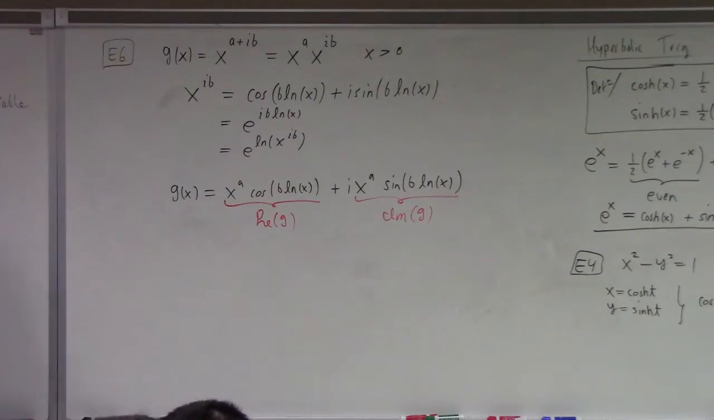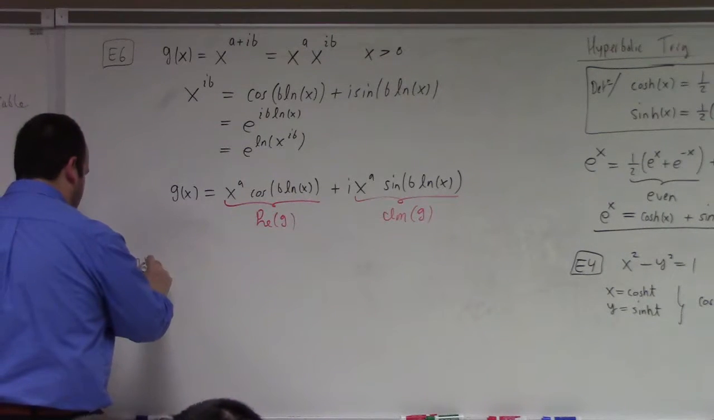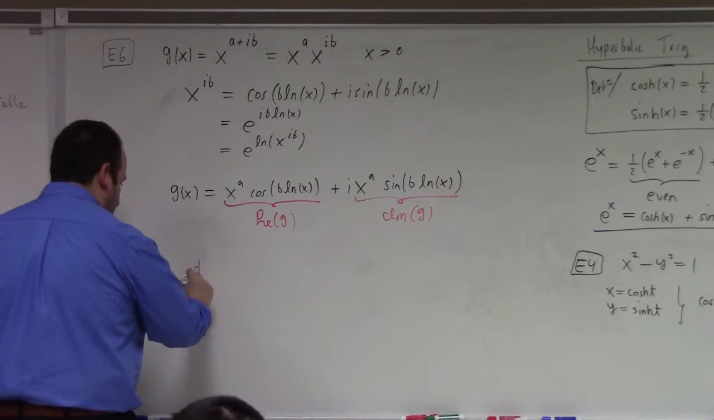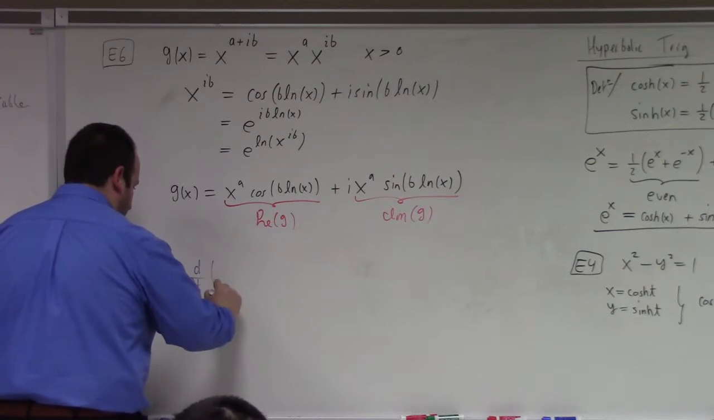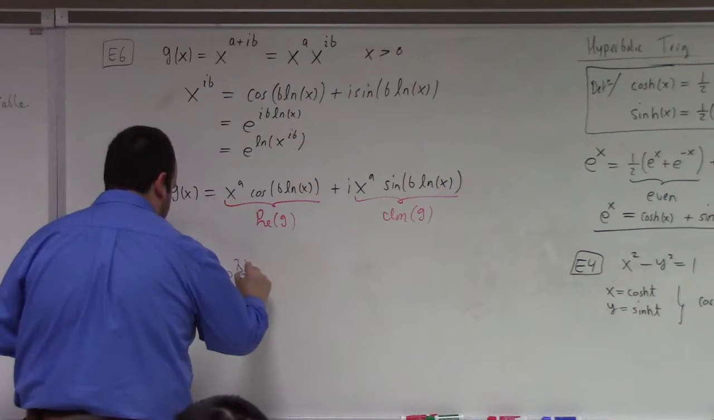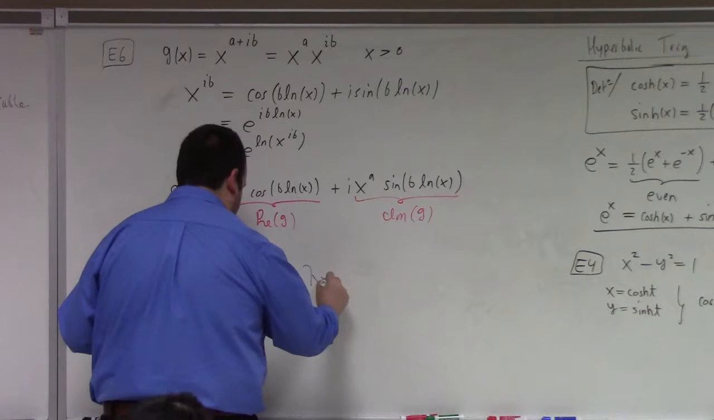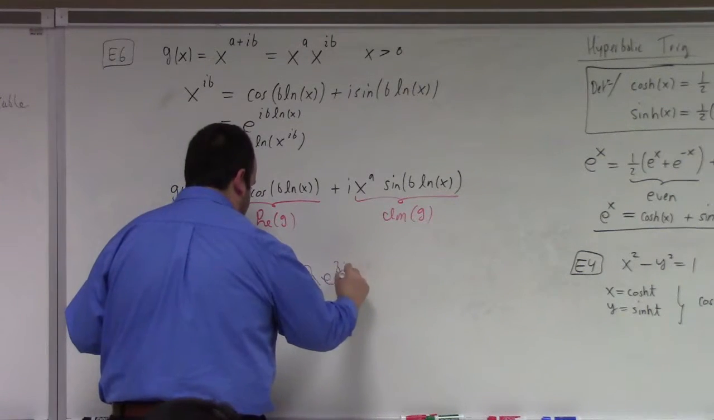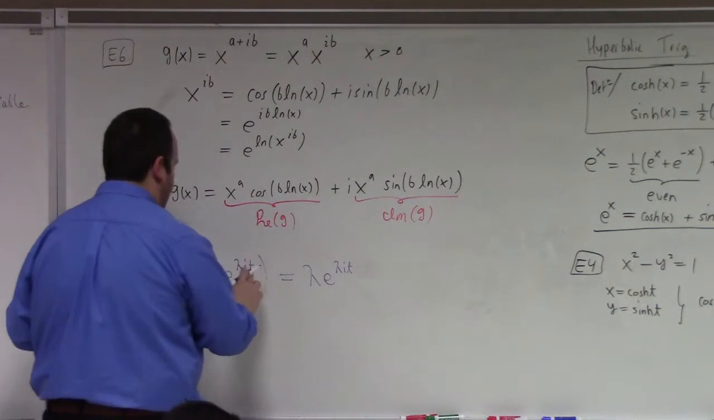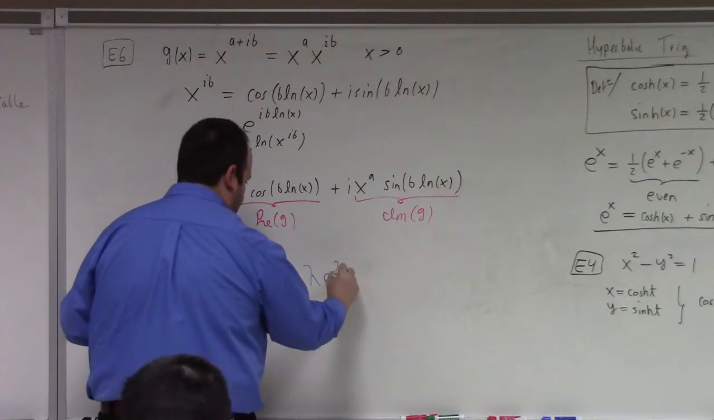All right, hold your breath. It's very exciting what's about to happen here. So, theorem: d/dt of e to the lambda t is just lambda e to the lambda t.